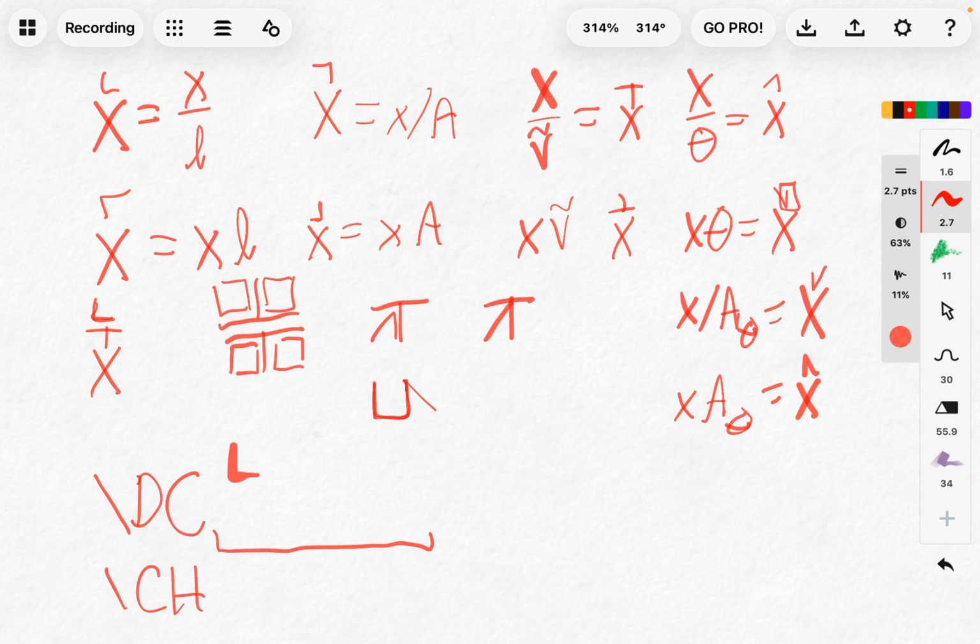So we have capital L for multiplying by length, lowercase l for dividing by length, and then area, capital A for multiplying by area, lowercase a for dividing by area. And similarly, you have V for volume, N for degrees, O for solid angles.